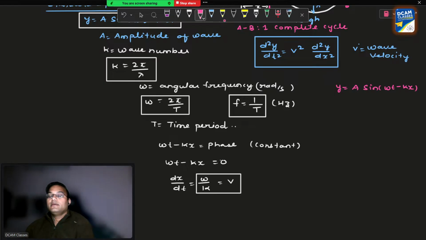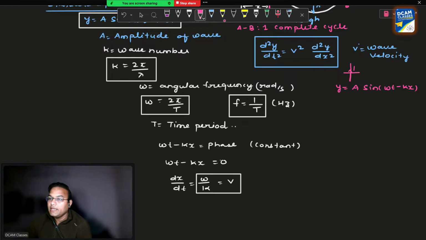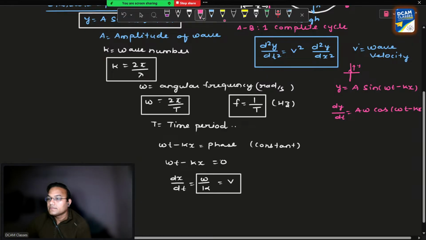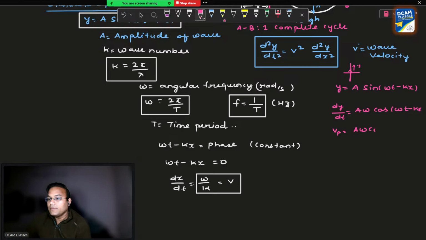Now when it is given like this, it means the particle is moving up and down in the wave. So the particle displacement is given by y. Particle velocity, if I talk about it, is dy by dt. You must be knowing it is A omega cos(omega t minus kx). You remember all those things. V particle is this: A omega cos of omega t minus kx.